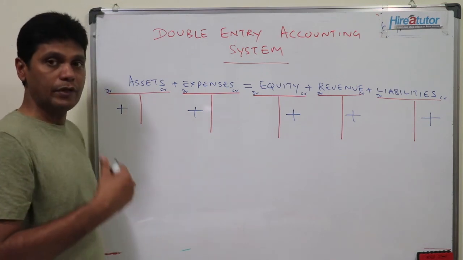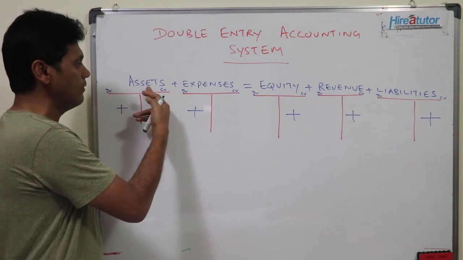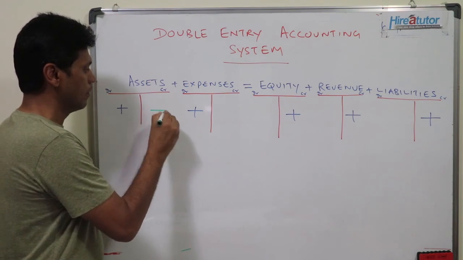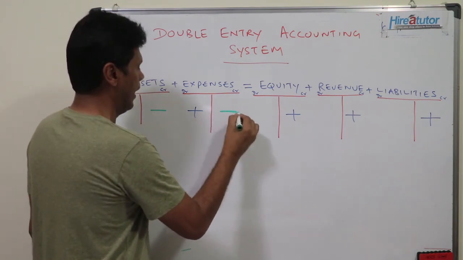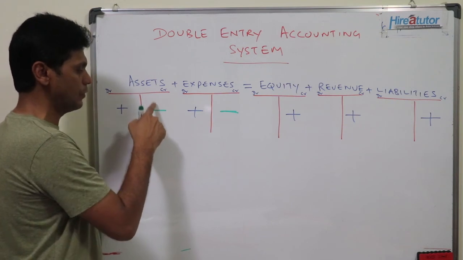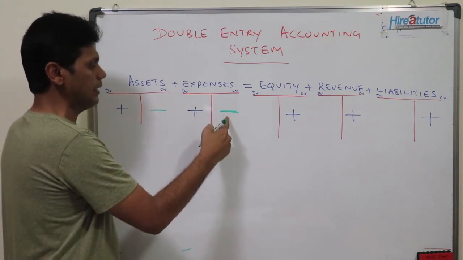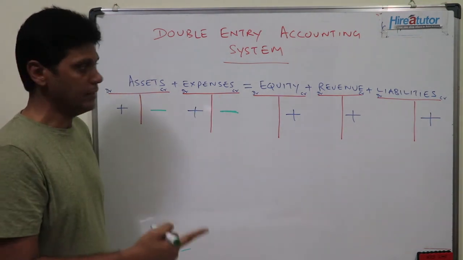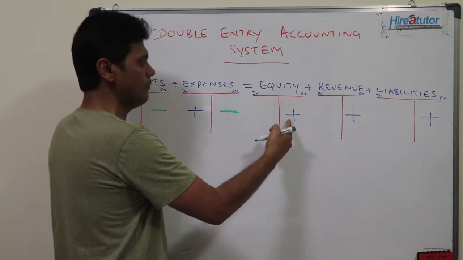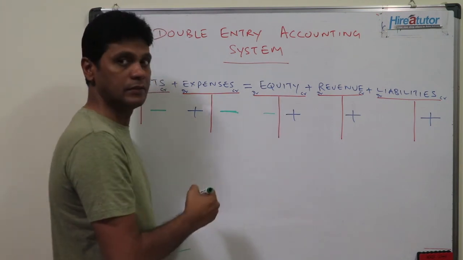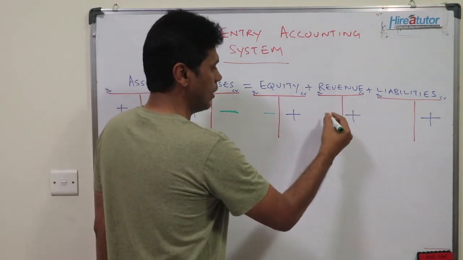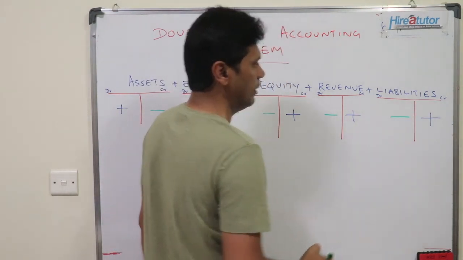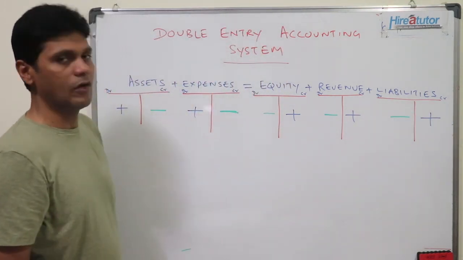Whereas, if you want to decrease the value of any one of these accounts, the rule is reversed. To decrease the asset value, you need to credit, and to decrease the expense value, you need to credit. Whereas, to decrease the equity value, you need to debit. To decrease the revenue value, you need to debit. And also, you need to debit the liability to decrease its value.